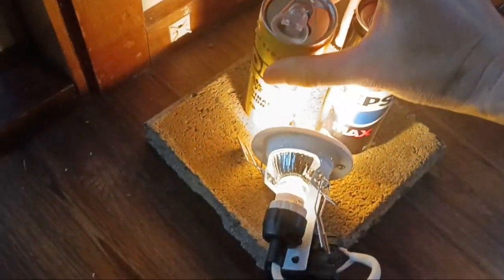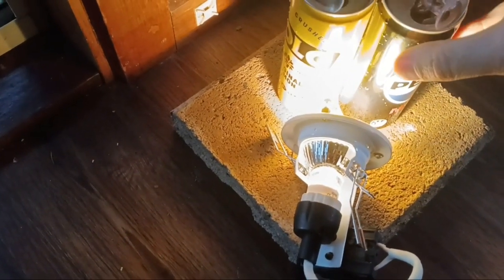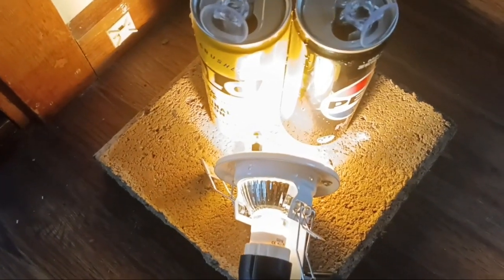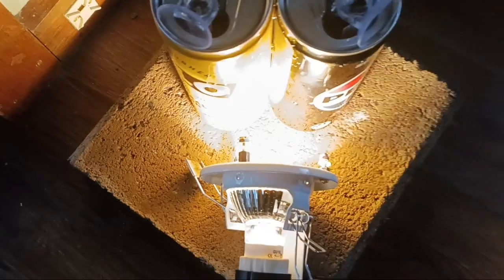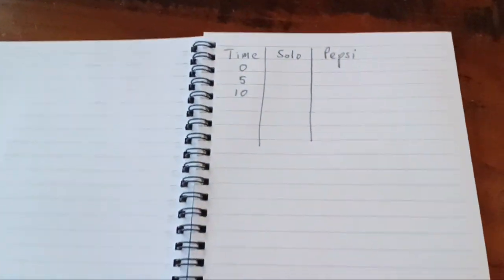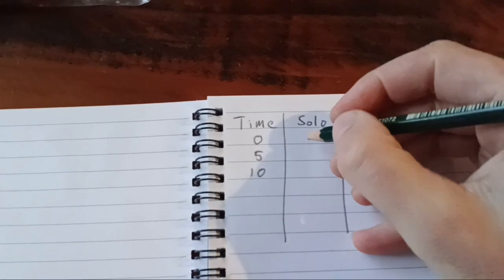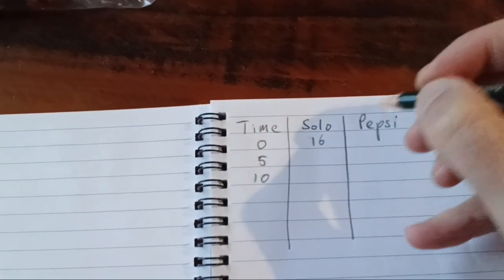and we'll see what happens. Make sure that they're the same distance away from the lamp. That looks pretty good. And look at our time. So we're starting at just past 6 o'clock. And so we can write our initial temperature down at, say, 16 degrees.